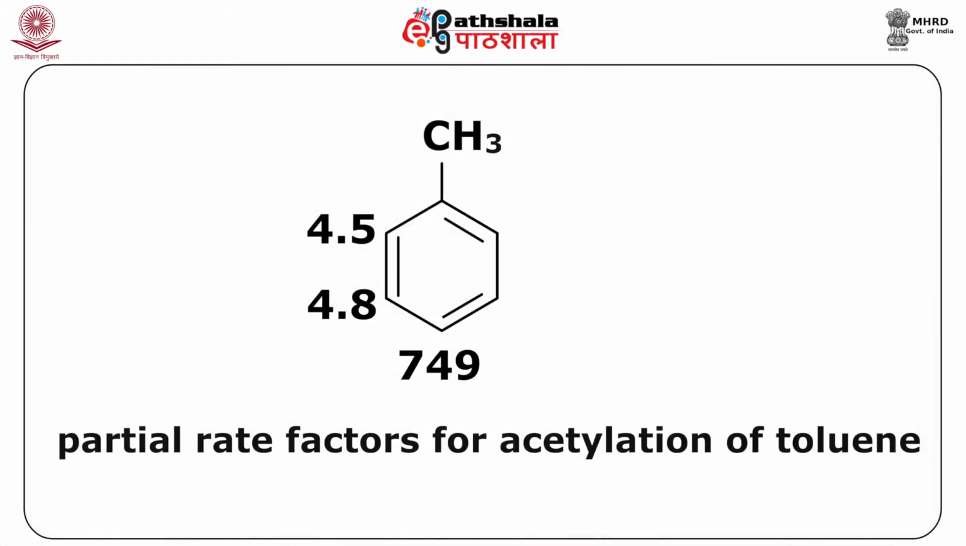For example, let us consider toluene. Toluene is acetylated at the ortho position 4.5 times as fast as a single position in benzene itself. Therefore, its partial rate factor at the ortho position will be 4.5 for the acetylation reaction. Similarly, if the reaction takes place at meta, it will be 4.8. However, at the para position, it is going to be 749.